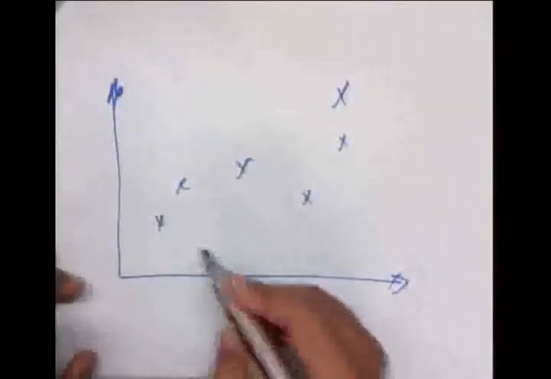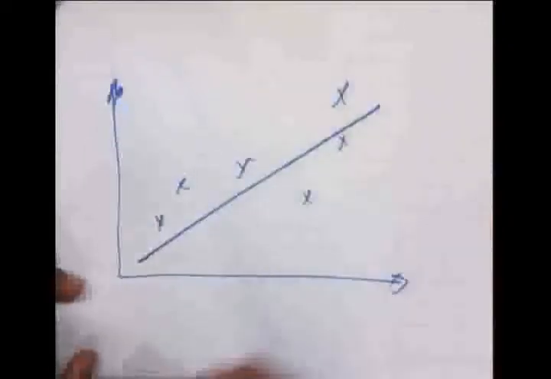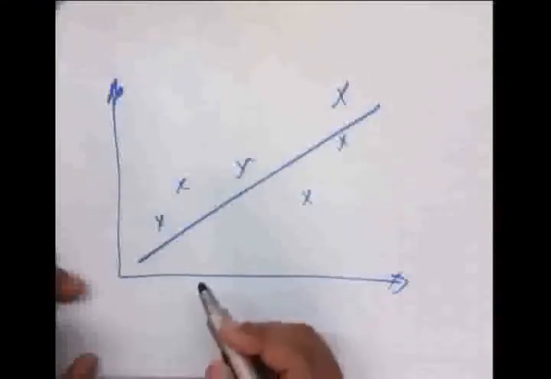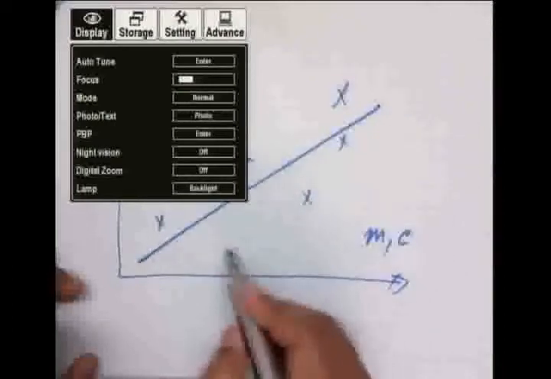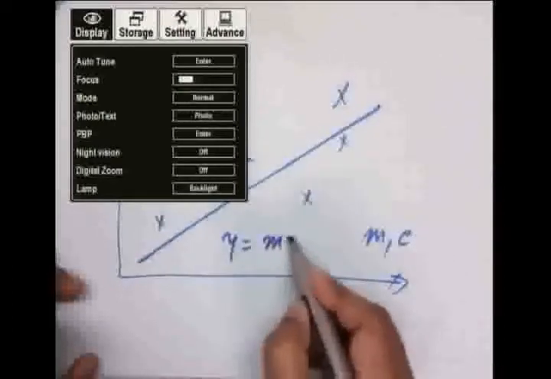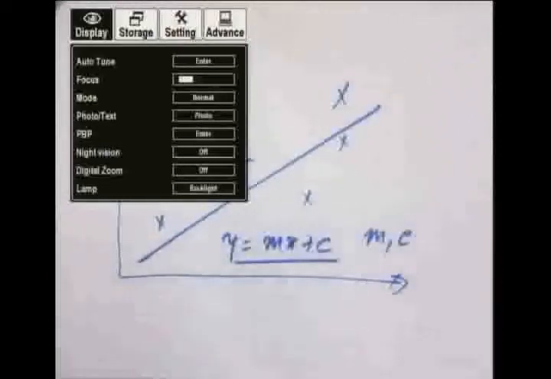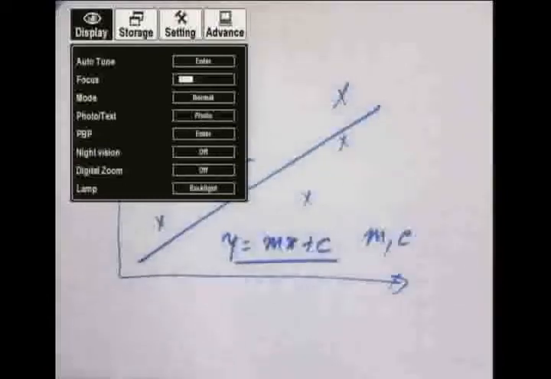So, estimate the straight line which passes through this, right? You have done this problem before? So, what are you estimating? M and C, right, where y is equal to mx plus c. Now, this you can do if you have a linear form.